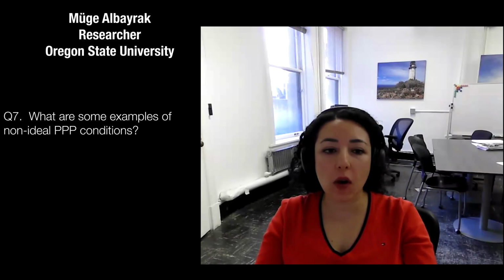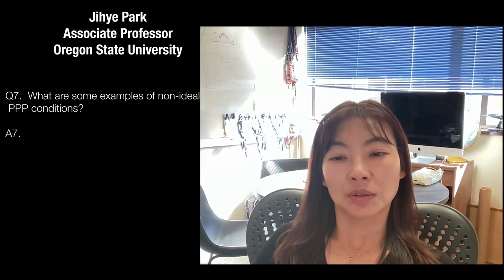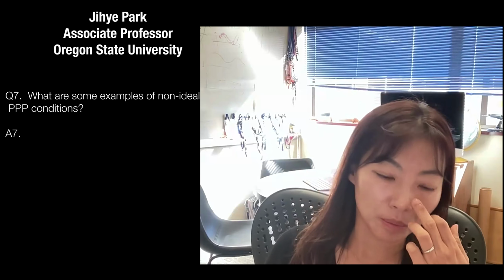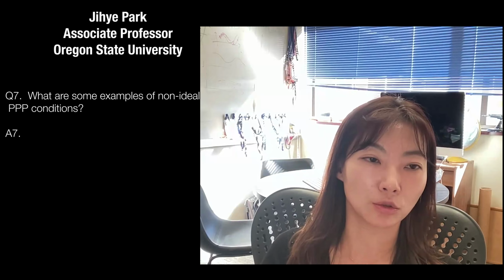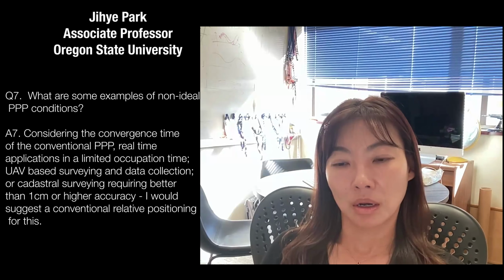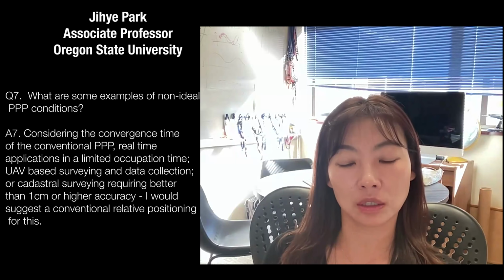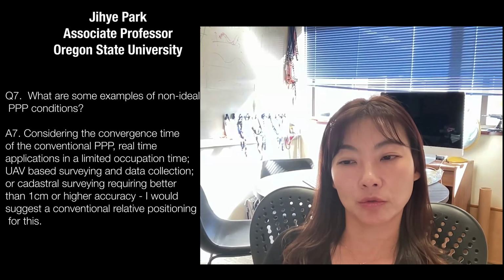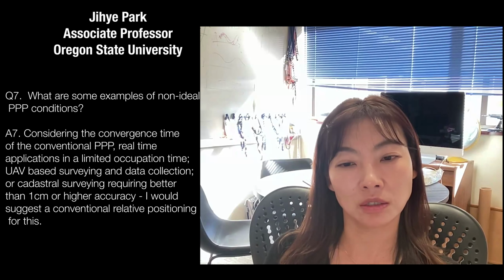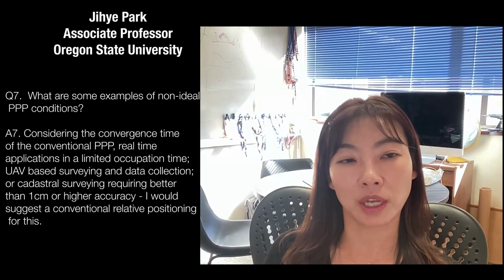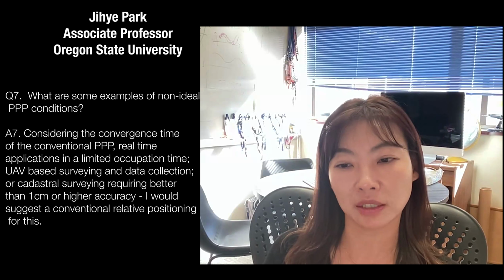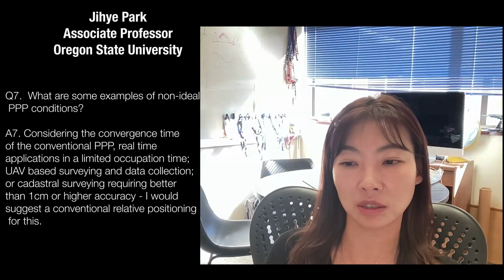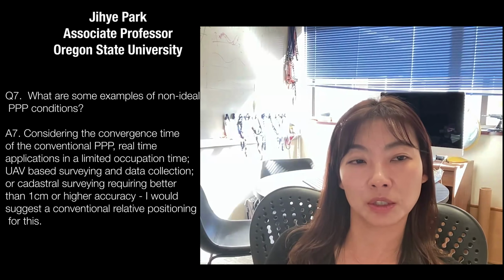Okay. Yes. What are some examples of non-ideal PPP conditions? That's a good question. As Brian mentioned, the downside of conventional PPP would be the convergence time. Sometimes it goes up to a few hours, and it could still be tens of minutes. So when we really need real-time applications with limited occupation or data collection time, like UAV-based surveying or data collection, maybe conventional PPP would not be the best option.